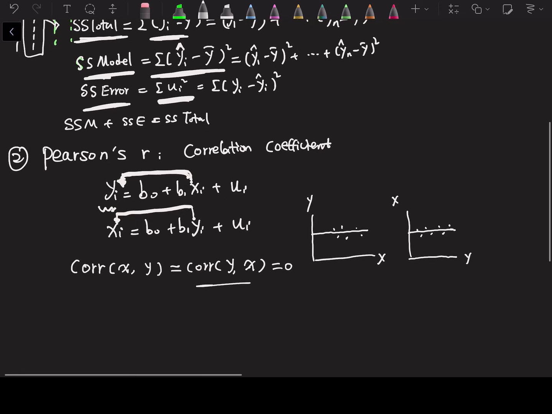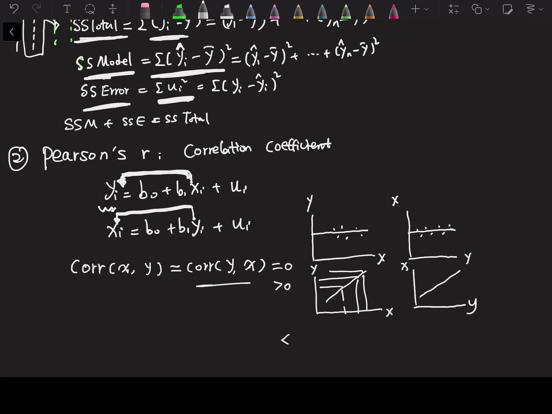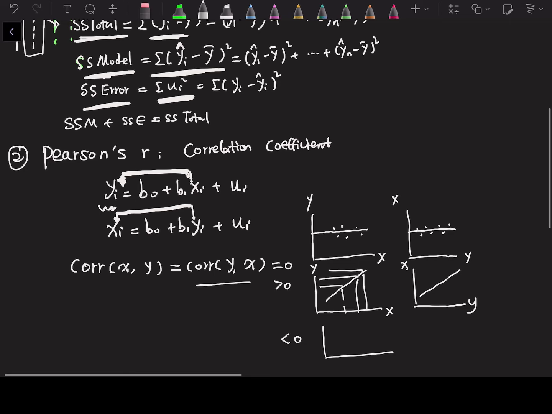If this is greater than 0, that means x goes up, y goes up; x and y move in the same direction. X takes on a larger value and y also takes on a larger value. If this is less than 0, the two variables have negative correlation. That's x goes up, y goes down, or x smaller, y greater. Same thing with y and x drawn like this.